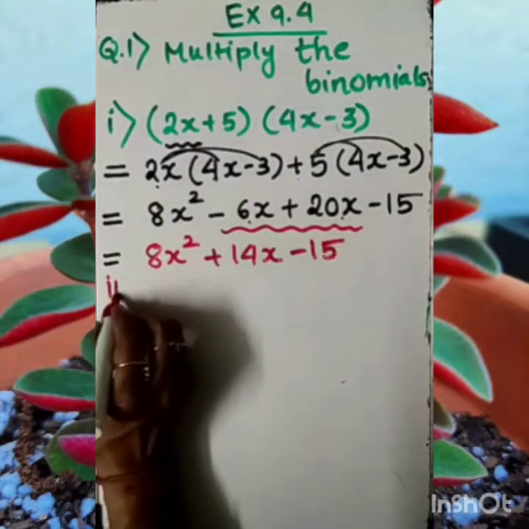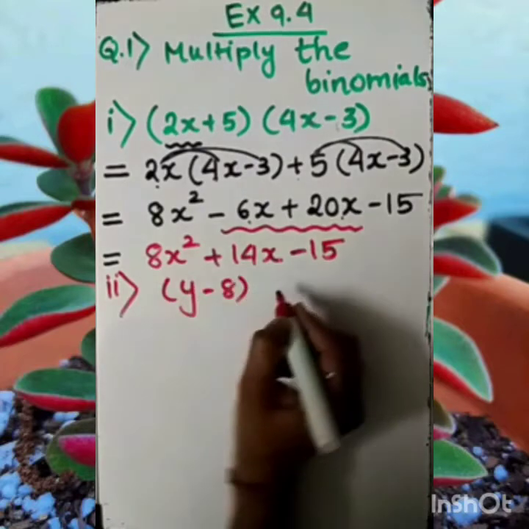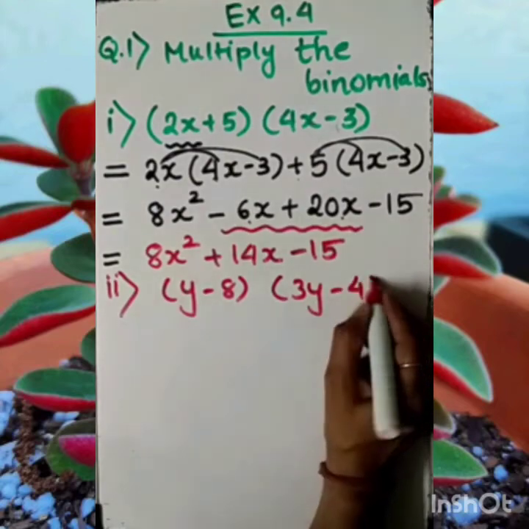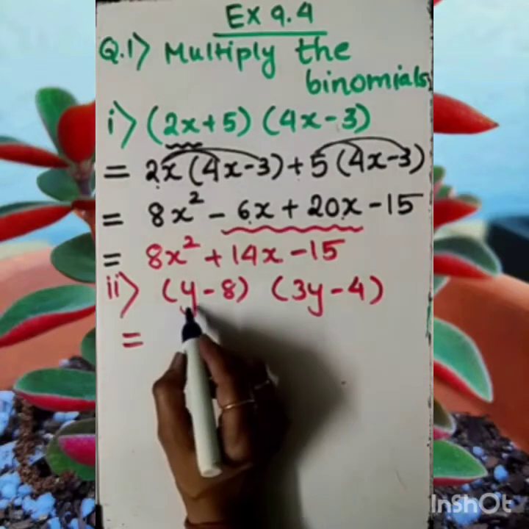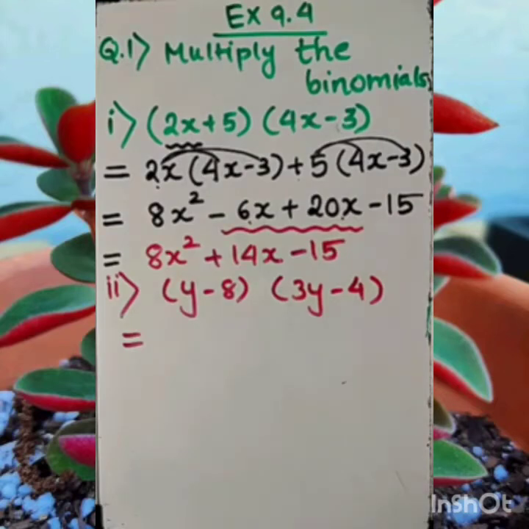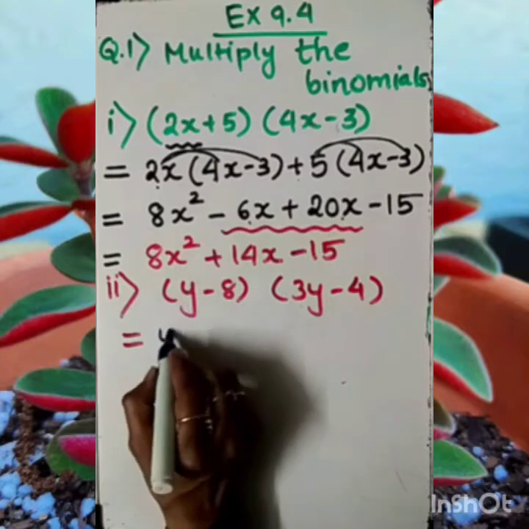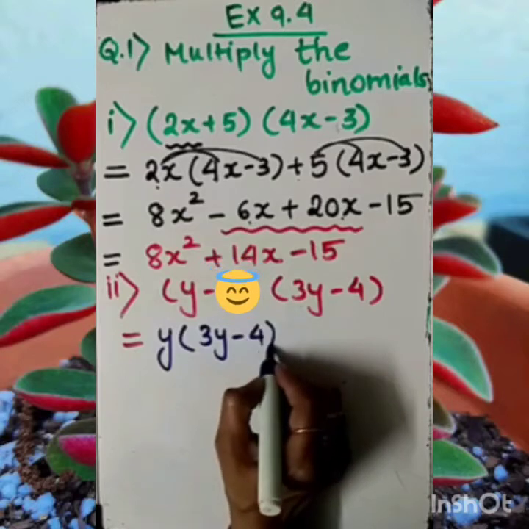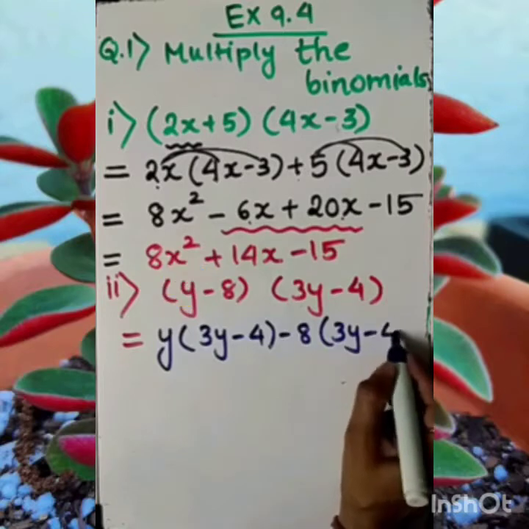Now, let's work out the second. We are given here y minus 8 and 3y minus 4. This is the question. Now the same procedure we are going to apply here as we did in the first. Here we are given y minus 8, that is also binomial. 3y minus 4 is also binomial. Let me write y here first and in another bracket here 3y minus 4. And this is minus 8 times 3y minus 4.